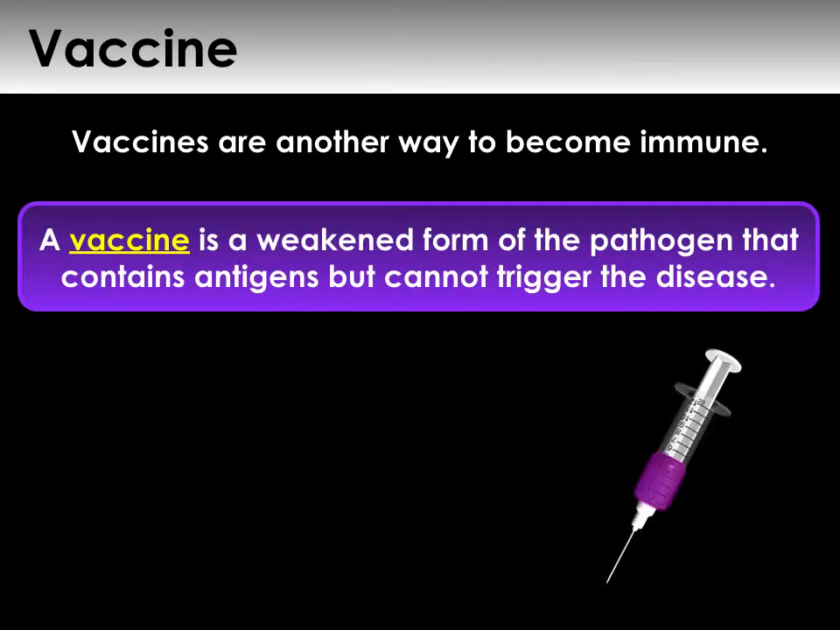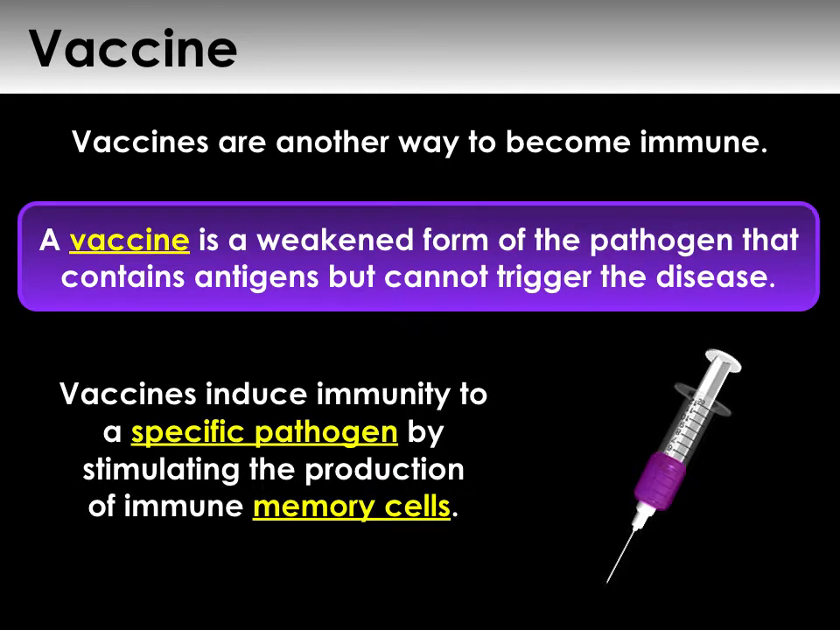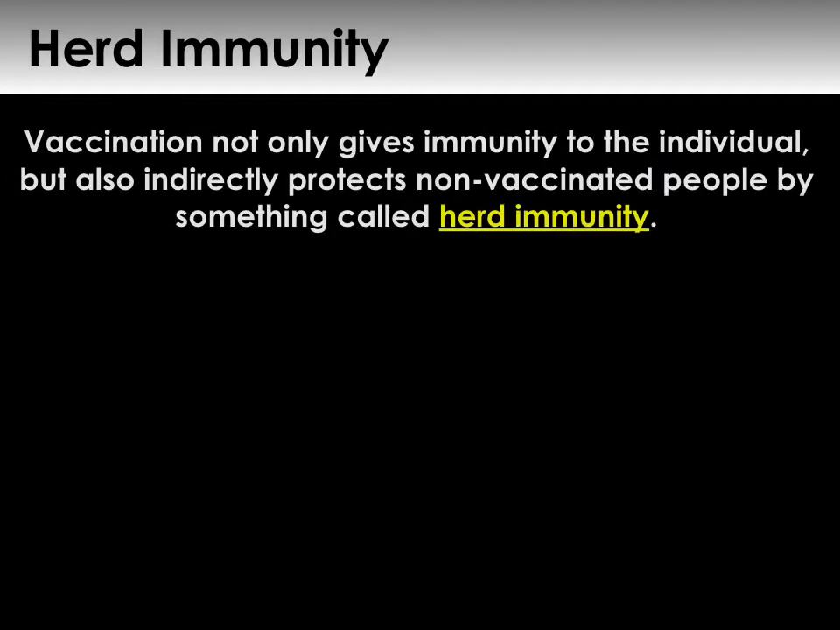Vaccines are a weakened form of a pathogen that contains antigens but cannot trigger the disease. Vaccines induce immunity to a specific pathogen by stimulating the production of immune memory cells. Vaccination not only gives immunity to the individual, but also indirectly protects non-vaccinated people by something called herd immunity.